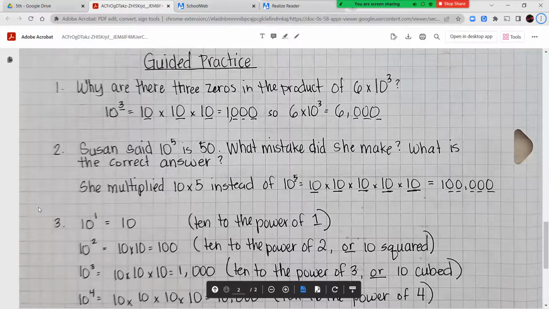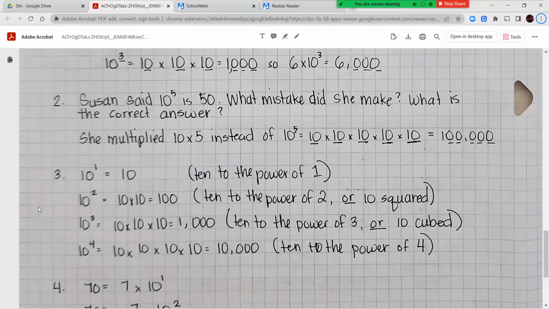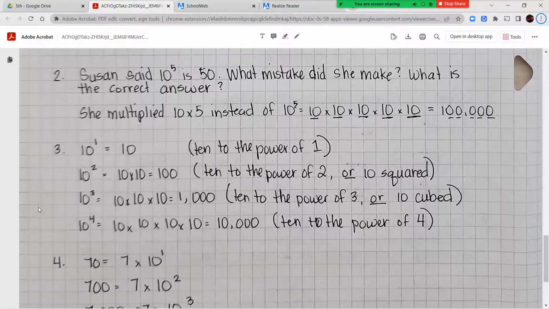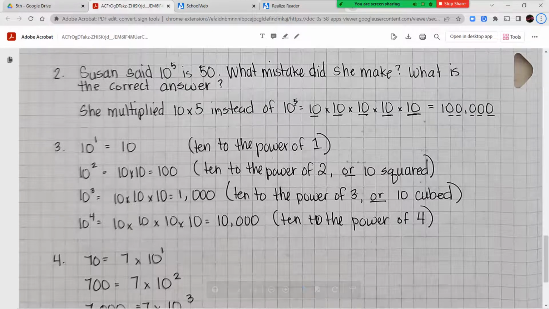Number 2 says, Susan said that 10 to the power of 5 is 50. What mistake did she make? What is the correct answer? So if she said 10 to the power of 5 is 50, what she did was she accidentally multiplied 10 times 5 instead of doing 10 multiplied by itself 5 times, which would give you a 1 with 5 zeros after it, which is 100,000.